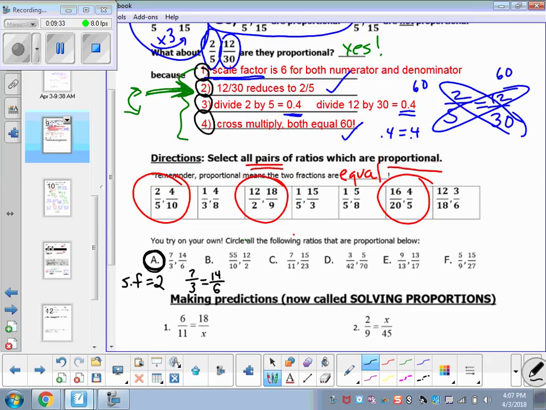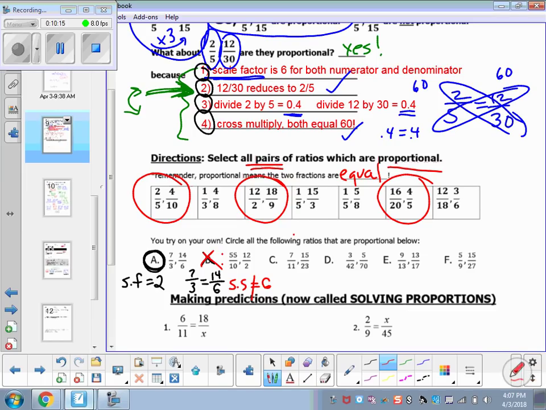Now for B, if I divide the denominator by 5, meaning I take 1/5 of it, I get 10. Or excuse me, I get 2. 10 divided by 5 is 2. But if I take the 55 and divide it by 5, I should get an 11. So no, B is not going to be proportional. Another way we can prove that, if I take the numerator, 55, and divide it by 10, I'm going to get 5.5. Well, what's 12 divided by 2? 6. So since those are not the same, we are not going to select them as proportional.